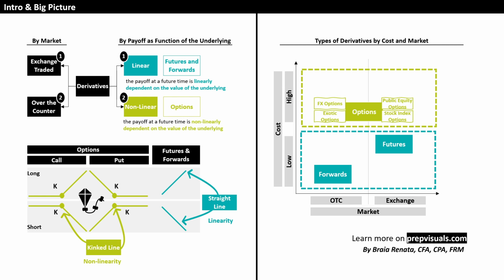And what's important to understand from a testability perspective is that the high-cost quadrant generally refers to instruments that require an upfront premium, but in return they provide flexibility because the holder has the right, but not the obligation, to exercise the contract. By contrast, the low-cost category refers to instruments that have no upfront premium required. However, these come with commitment, meaning that both parties are obliged to honor the contract.